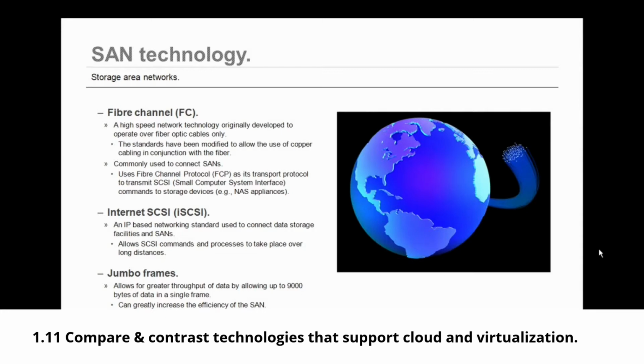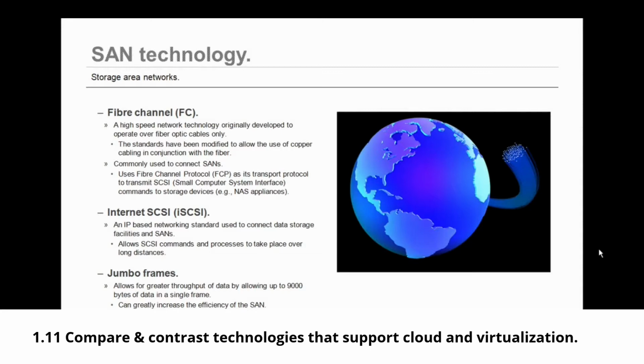Another technology that was developed was Internet SCSI, or iSCSI. iSCSI is an IP-based networking standard that is used to connect data storage facilities and SANs. iSCSI allows for SCSI commands and processes to take place over longer distances than the original SCSI implementation.